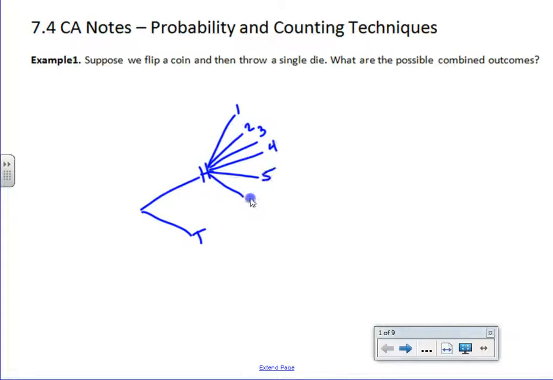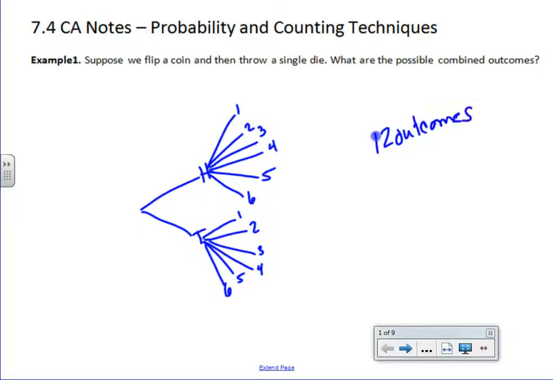And then the way a tree diagram works is if you go off the branches, you're going to see how many different outcomes and what they are. Ugh, should have written smaller, sorry. 1, 2, 3, 4, 5, 6. Now if you literally just count each of the branches, you're going to see 6 and another 6, so there's 12 different outcomes.